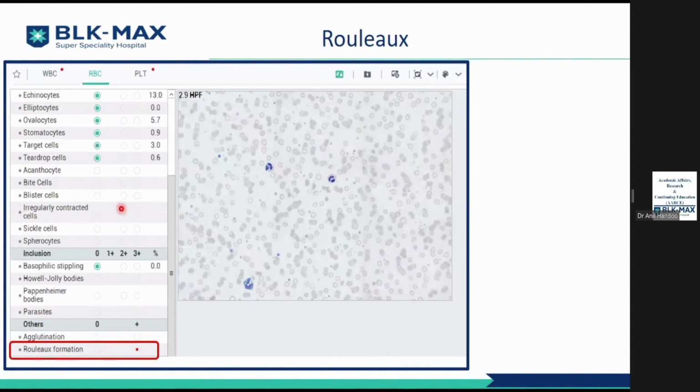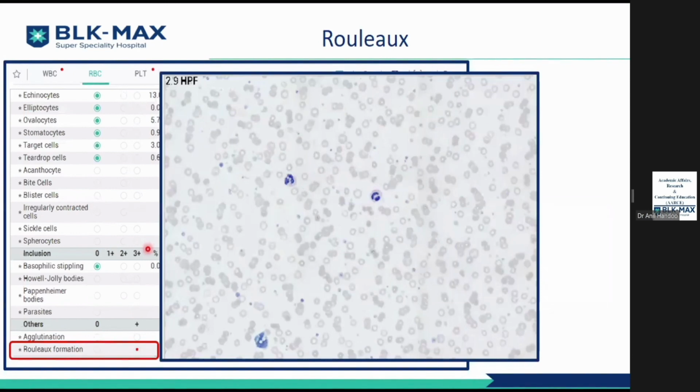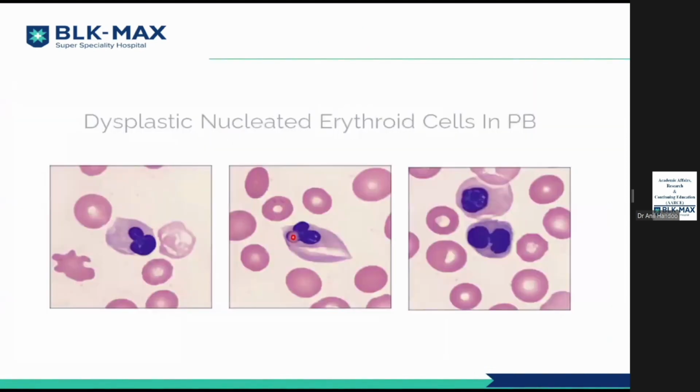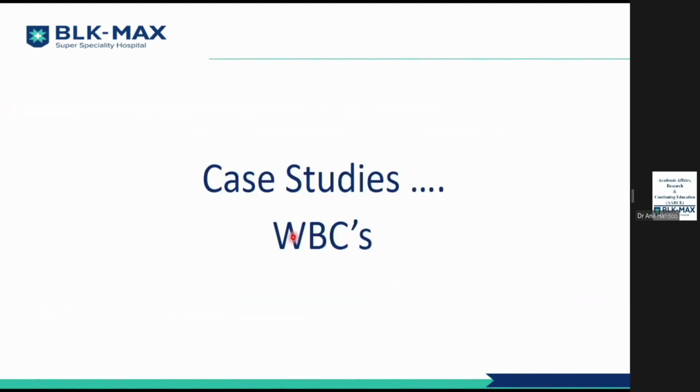Another case wherein very distinct rouleau formation is very obvious, which you can see in the smear. And again, it's been highlighted by the instrument very beautifully. As you can see in this case, there is increased rouleau. This was a case of plasma cell neoplasm and was eventually diagnosed as multiple myeloma. Of course, you can also pick up dysplastic nucleated cells in the peripheral blood, which can also be picked up by the digital morphology analyzer.